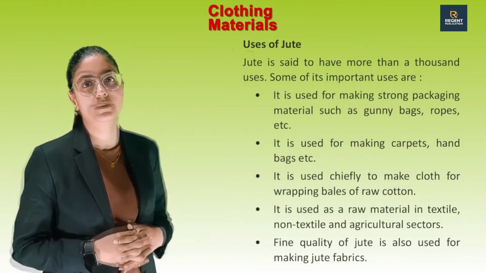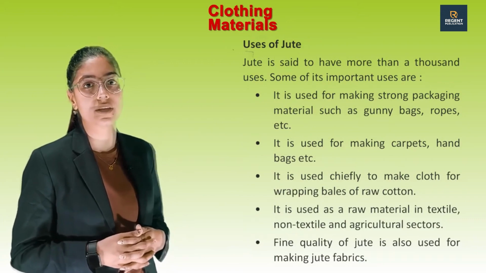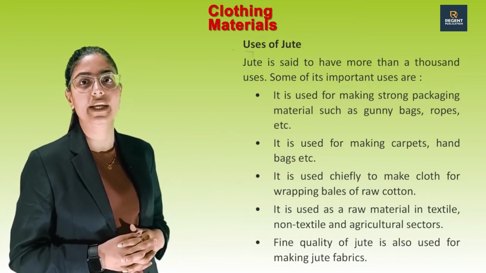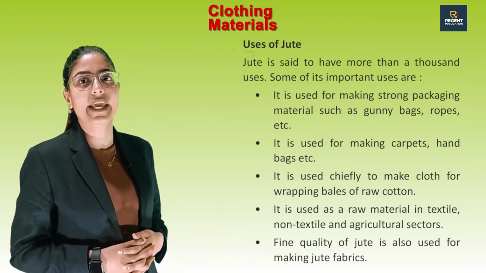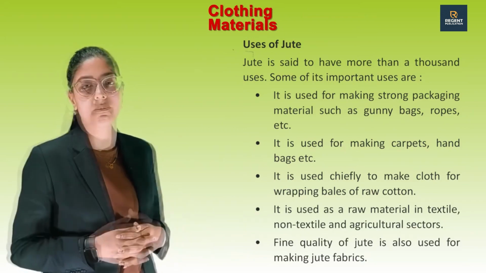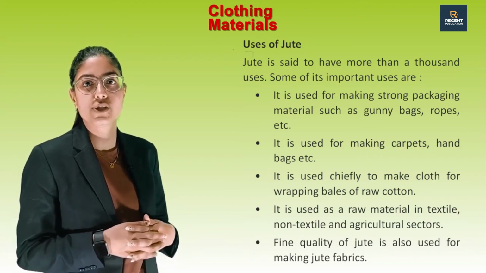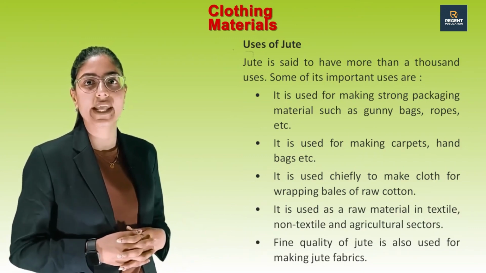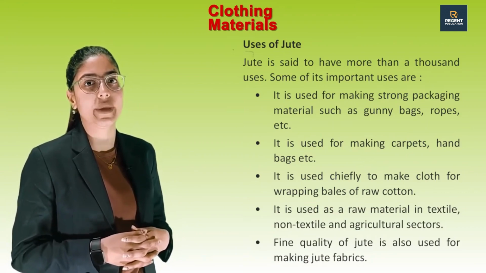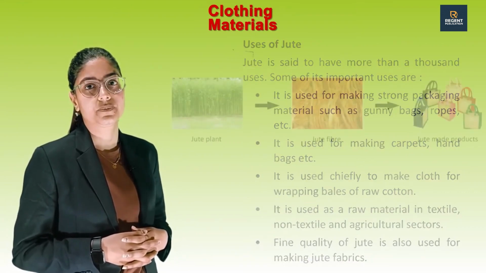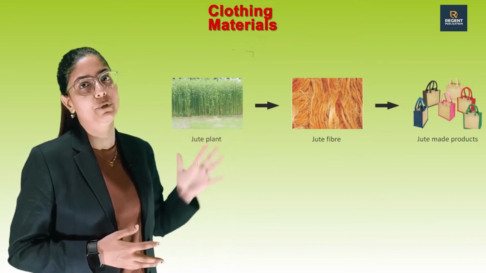Uses of jute. Jute is said to have more than 1,000 uses. Some of its important uses are: it is used for making strong packing material such as gunny bags, ropes, etc. It is used for making carpets, handbags, etc. It is used chiefly to make cloth for wrapping bales of raw cotton. It is used as a raw material in the textile, non-textile and agricultural sectors. Fine quality jute is also used for making jute fabrics. See these pictures of jute plant, jute fiber and jute made products.